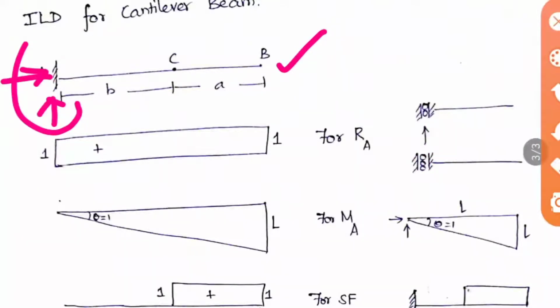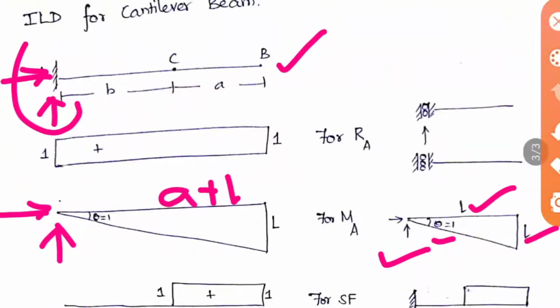The next diagram is for the moment at A. For the moment at A, you should remove the rotational restraint at point A, so you will have only vertical and horizontal reactions. Here I have drawn that, and you have to apply a unit rotation there. I have applied the unit rotation here, so theta is equal to 1. When theta is equal to 1, this and this dimension should be equal. Here it is A plus B, so here also it will be A plus B. In the whole, I have written it as L. So this is for the moment at A.